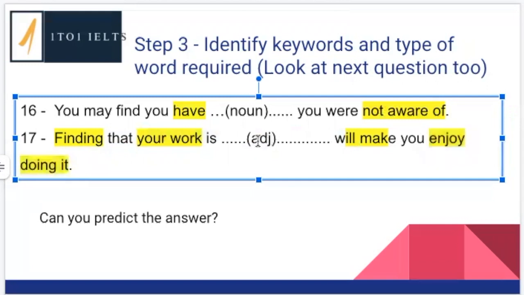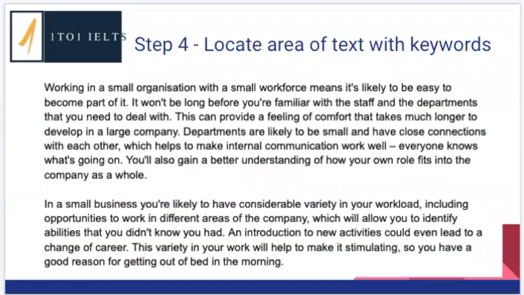The most important thing, we'll be looking for an adjective, and we're still focusing on question 16. But if we see something about work being enjoyable or something making your work enjoyable, we know we've probably gone too far. Let's go back to the text, see how quickly we can find this. So this was the key one. You may find you are not aware of. So we thought it could be maybe talents, maybe it could be skills. Let me know when you find it in the text.